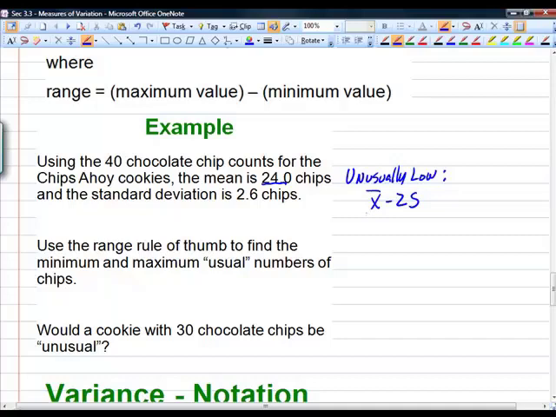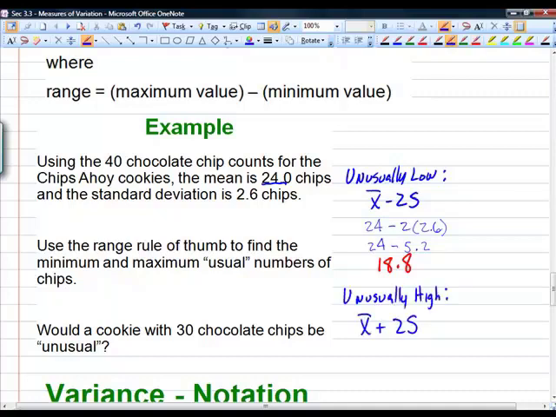For this problem, that would be 24 minus 2 times 2.6. Somebody got a number for that? 18.8? So any cookie that has less than 18.8, or less than 18 chips, less than 19 chips in it would have an unusually low number of chips. What about unusually high? What would we do?